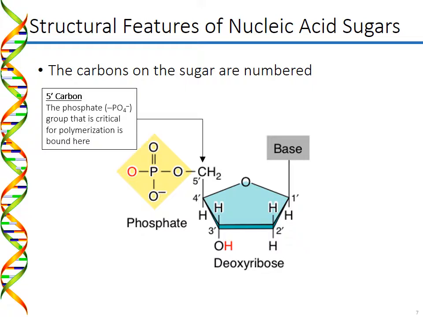The 5' carbon has the phosphate group attached to it, and together with the hydroxyl group on the 3' carbon, this particular phosphate group is critical for polymerization, as we'll see.